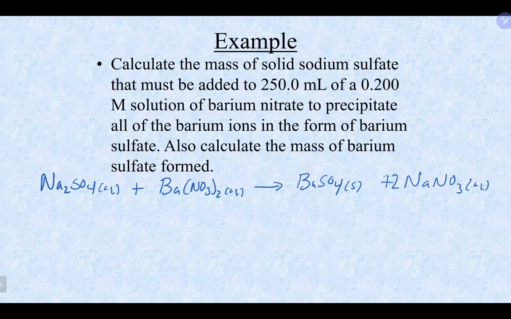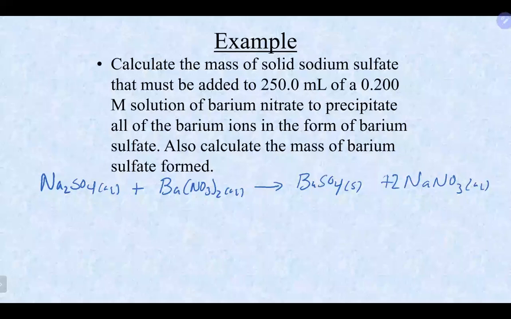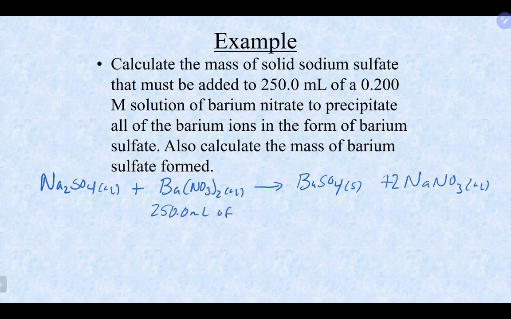The next thing we want to do is take whatever they gave us and convert to moles. The only thing they gave us was 250 milliliters of a 0.25 molar barium nitrate solution. In this particular case, that is the only piece of information given to us, which means it really is just a basic stoichiometry problem. The good news is we have volume and we have molarity, which means we definitely could get to the moles of that. So that's what we want to do.